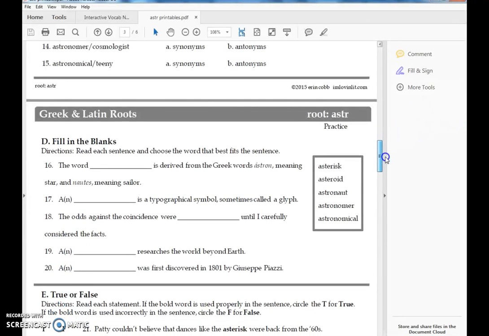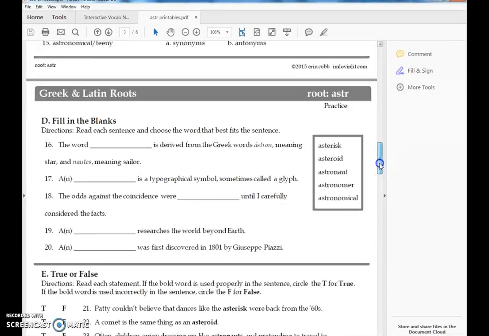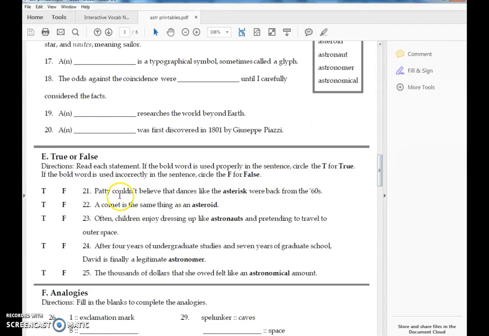For the next part, you're filling in the blank. You're going to read the sentence and then fill in the blank with the correct words. Then you're going to read the sentence and determine if it's true or false based on how the vocabulary word is used. You circle T for true and F for false.